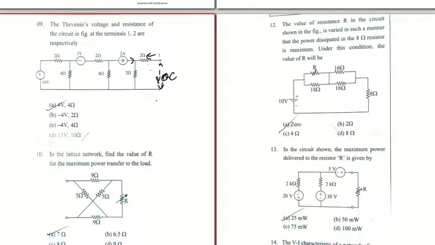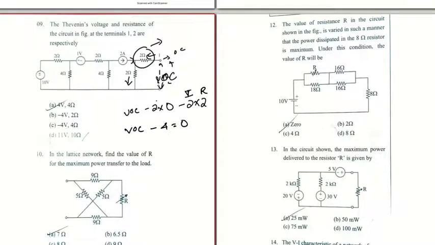Now if I write the mesh equation over here, it will be VOC minus 2 into 0, because there is no current going to flow to this 2 ohm, because this terminal is open circuited, minus 2 ohm into the whole 2 ampere will be flowing through this 2 ohm only. So it will be 2 into 2, I into R. So VOC minus 4 equal to 0. So VOC equal to 4 volt.